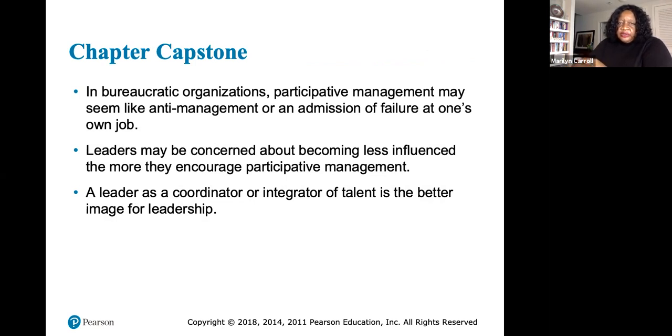So as we close this out, in bureaucratic organizations, we know that participative management may seem like anti-management or an admission of failure at one's own job. However, remember that leaders may be concerned about becoming less influential the more they encourage participative management. With that said, a leader as a coordinator or integrator of talent is a better image for leadership.